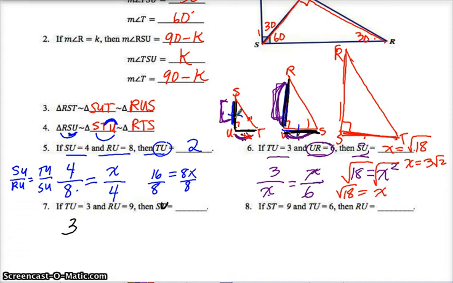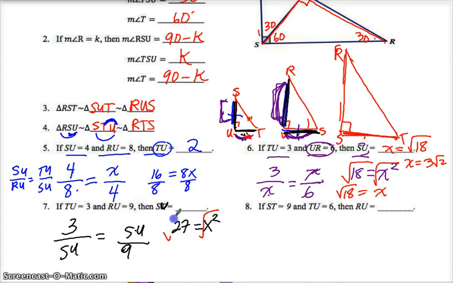So SU, which is unknown, so TU is short side is to short side, which is SU, as long side, which is RU, is to short side. Oops, made a mistake here. Let me go back to that. Okay, TU is short side, so this needs to be short side over here, which is SU, and then long side is RU, which is 9. We do our cross multiplication. 3 times 9 is 27. If this is x, x times x is x squared. What do we do to both sides? We take the square root. So x is the square root of 27. Or if you're using your TI calculator, it's going to give you 3 root 3.